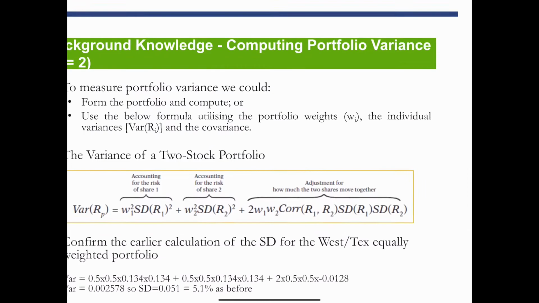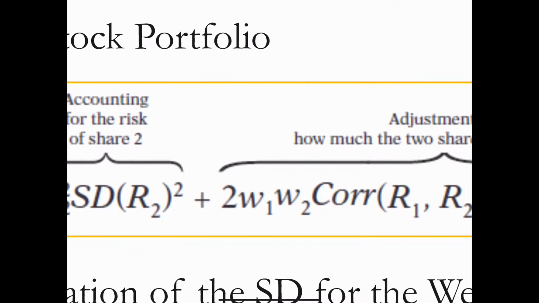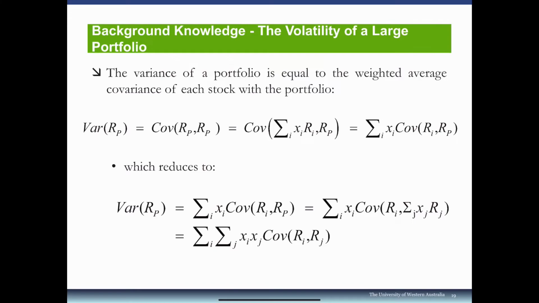Just remember, when I and J both equal 1, the covariance of 1 and 1 becomes just the variance, right? So that's just the variance term of 2 weight, variance term of 2 weight times 2 times weight times weight times covariance, right? So those two formulas are kind of equivalent. But you can think about that the variance just reduced to the covariance over here of different stocks.